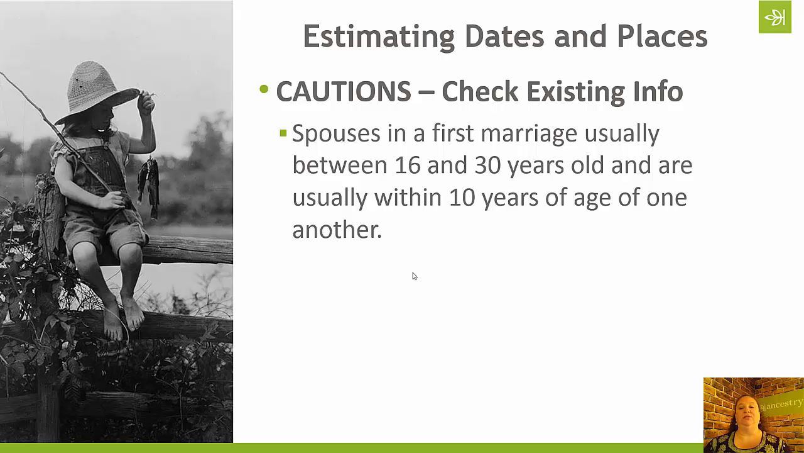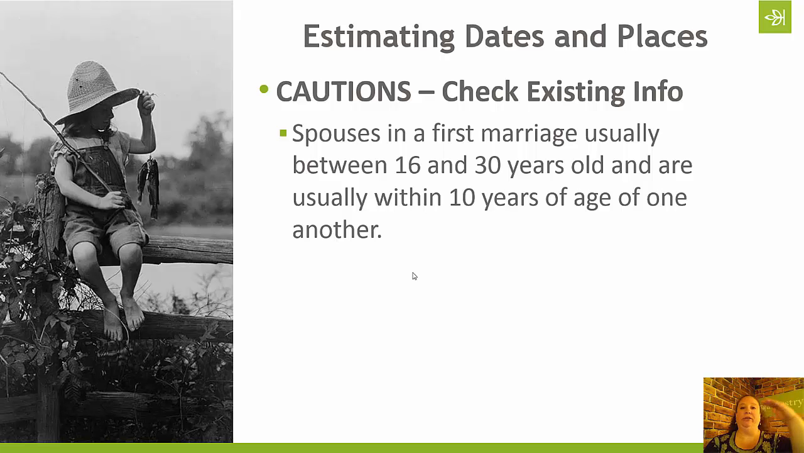Spouses in first marriages usually are between 16 and 30 years old. Are there exceptions? Yes, but that is a general rule of thumb. And they're usually within 10 years of age of one another. So if you've got something in your tree where the dates are wildly off or the ages are wildly off, what you might be looking at is somebody has copied information incorrectly.